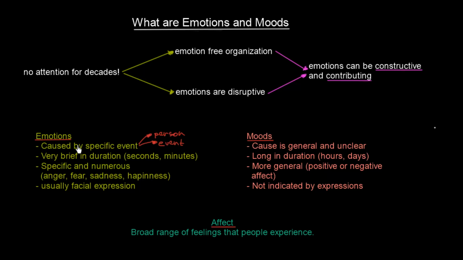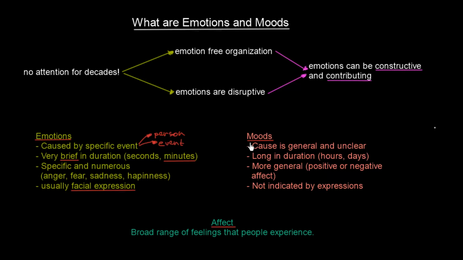Then, when we continue, these are usually very brief in duration. They usually last for seconds or minutes. So you got angry because you cannot have coffee, but this feeling is going to last only for a couple of minutes. Then, they can be very specific and numerous, so that you can be angry, you can be afraid of something, you can be sad, or you can be happy. As you can see, they are very specifically defined. And as well, usually they are accompanied with some facial expression, so that you will somehow with your facial expression show that you are angry or sad or happy.